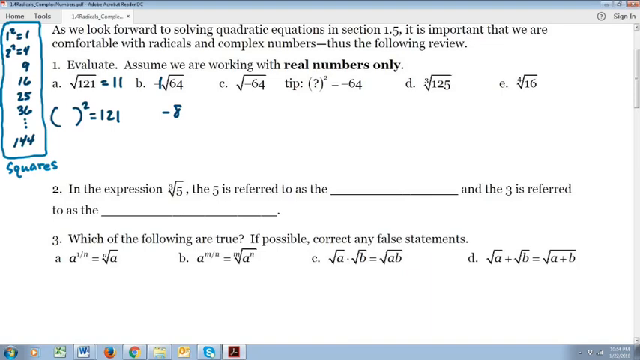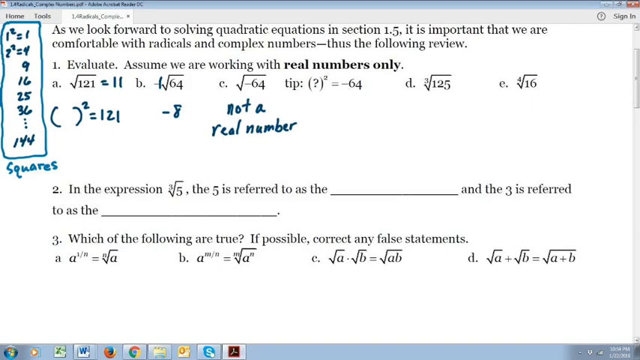Now on letter C, notice we're looking for a number that you square and you get negative 64. Well, any number times itself is always going to be positive if it's a real number. So this can't happen with real numbers, so we would say not a real number. Now when we extend our numbers to what we call the complex numbers, we'll be able to handle this problem a little differently.